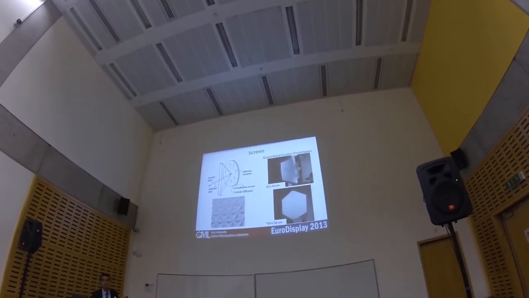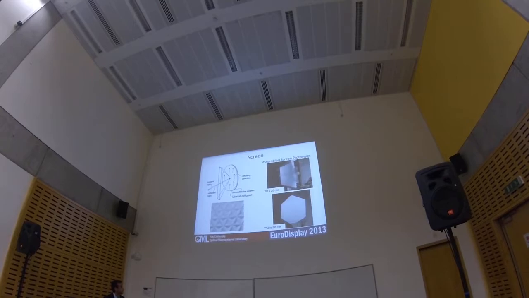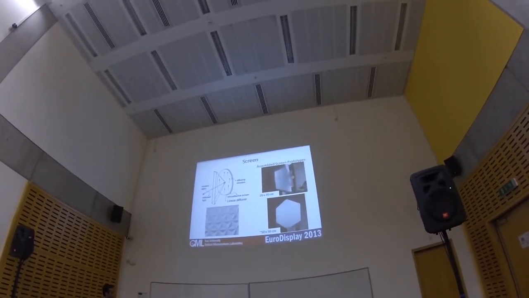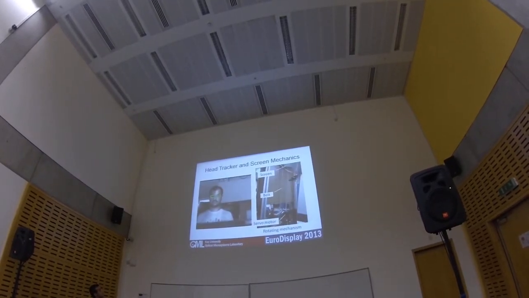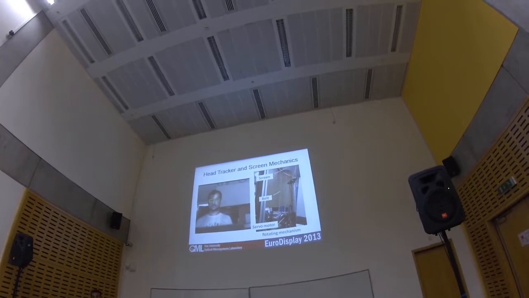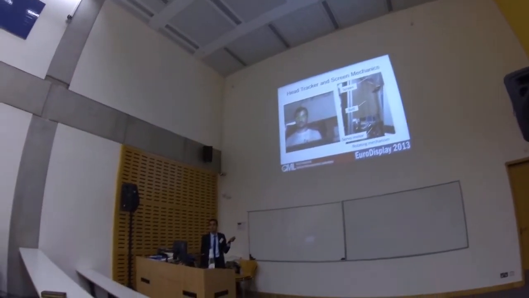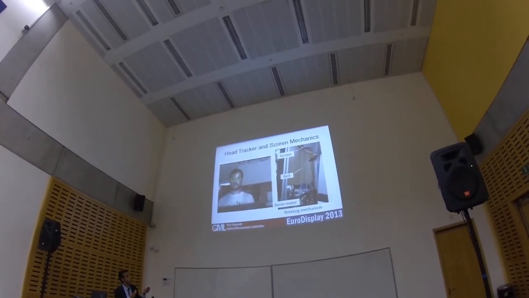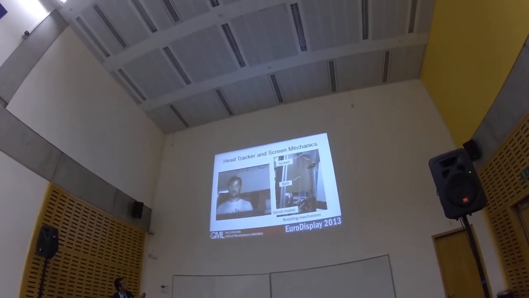And this is a microscopic image of the retroreflector. It's a corner cube retroreflector. So this is the head tracker and rotating mechanism. Head tracking has been done by just a regular webcam. We have captured the position of the viewer, and we know the position of the projectors.